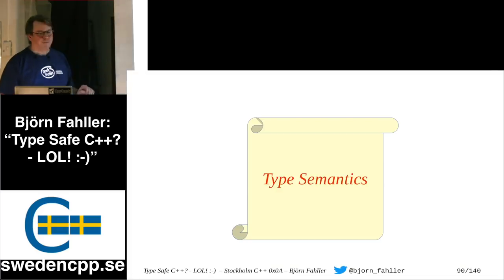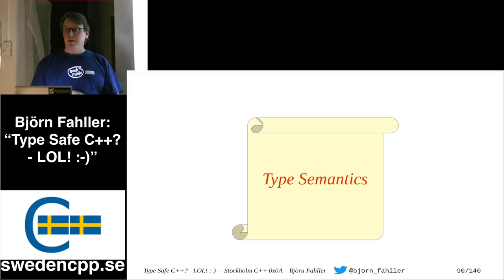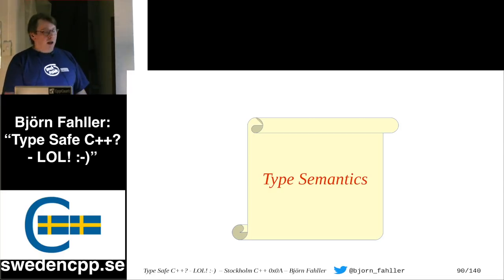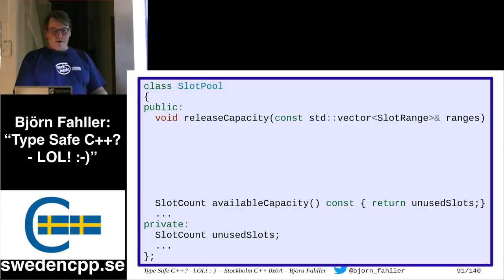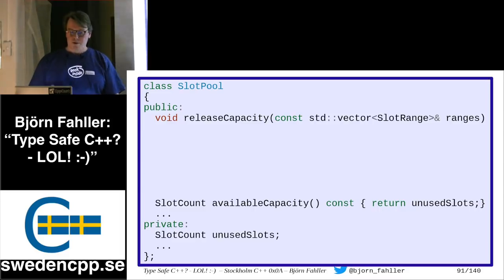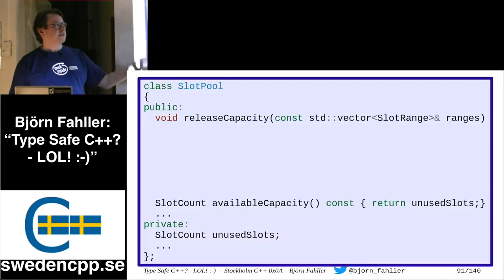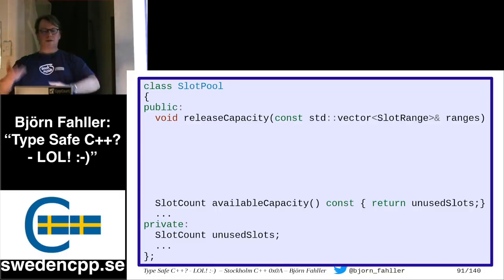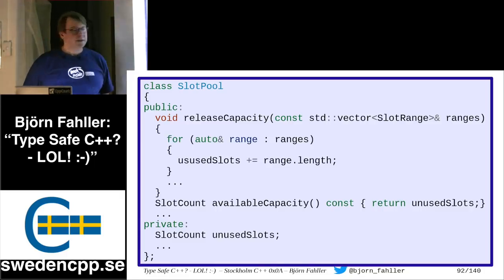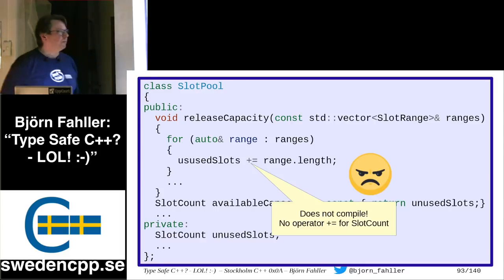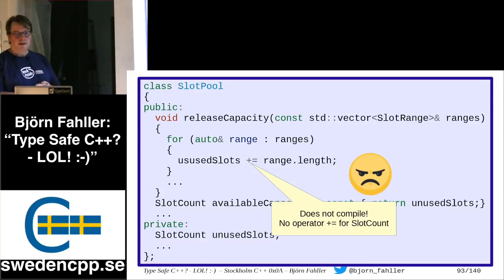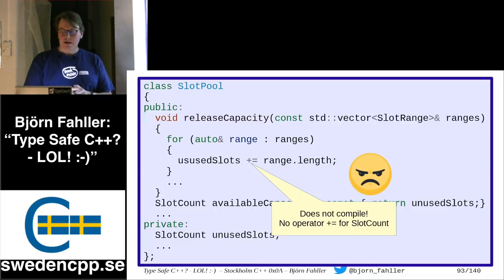Okay, type semantics. We haven't talked about semantics, only that I briefly mentioned that I have never in my code base seen a use for arithmetic types. So I had some other code. I have a slot pool, and I cache the number of unused slots, because that's a good thing to have. So I have a function release capacity, takes a vector of slot ranges, and just sums them. But this doesn't work, because we have no operator plus equal for slot counts. So this made me at first a bit grumpy.